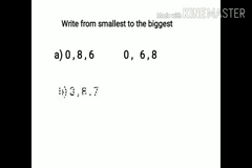Now, let us see another example. 3, 8 and 7. Which is the smallest? Yes, 3 is the smallest. Next, yes, 7 is the smallest. And 8. Yes, so you have learned to write the numbers from smallest to the biggest, isn't it?